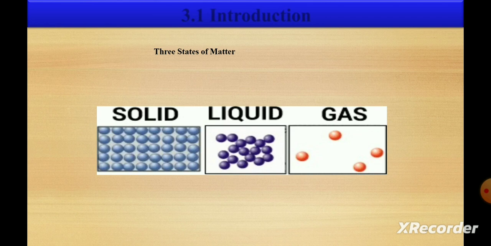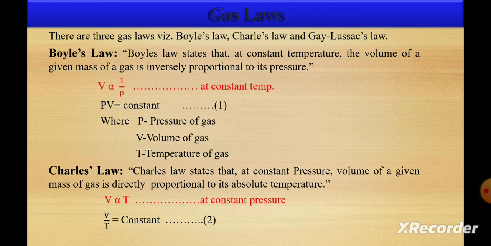Three states of matter: solid, liquid, and gas. There are three gas laws: Boyle's law, Charles' law, and Gay-Lussac's law. Boyle's law states that at constant temperature, the volume of a given mass of a gas is inversely proportional to its pressure. PV is equal to constant.